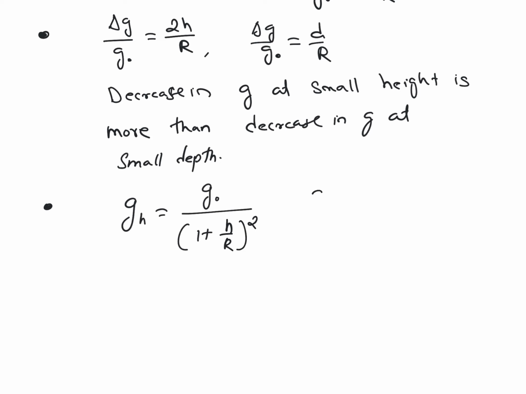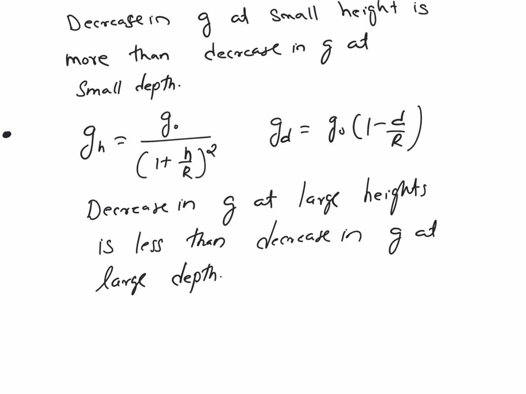And for acceleration due to gravity at a depth d, we use the same equation irrespective of whether d is much greater than R or comparable with respect to R, and the equation is g equal to g naught into (1 minus d divided by R). So according to this equation, the decrease in g at large height is less than the decrease in g at large depth. Already observe that g becomes 0 at the center of Earth.